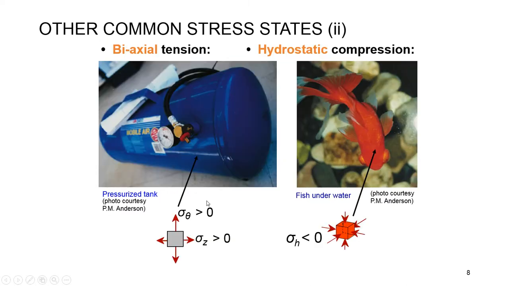The other state is when the material is under two normal stresses, as shown here in this pressurized tank, where the wall of the tank is under two pressures. One of them is along the tangential direction and the other one is along the direction or axis of the tank. The other common state is when the material or the body is under equal value of stresses in all directions, compressive stress in all directions. This is called hydrostatic compression, and an example is a fish underwater.